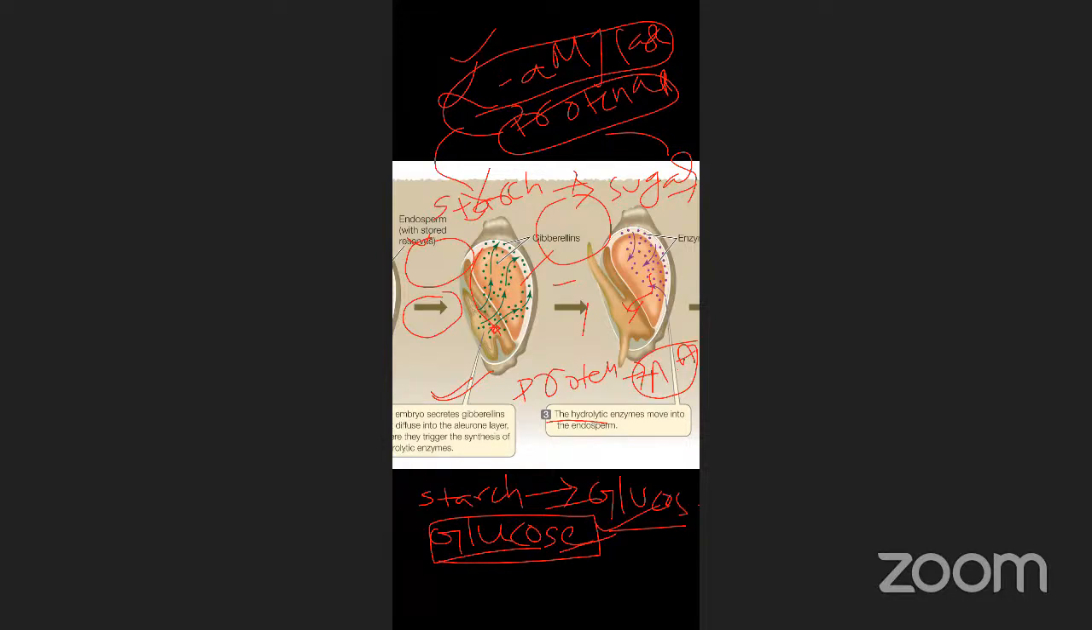Glucose is converted into pyruvate by which mechanism, which cycle? Glycolysis. From glucose, glycolysis converts it into pyruvic acid. Next step, from pyruvic acid, oxidative decarboxylation, and as a result, acetyl coenzyme A is formed. Now this coenzyme A enters the Krebs cycle.